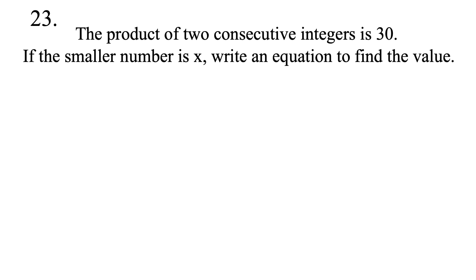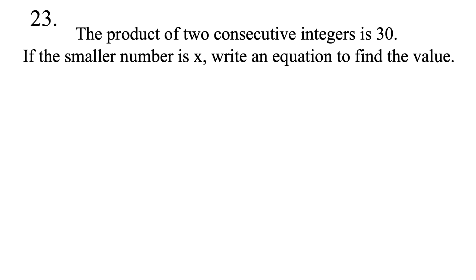Question 23. The product of two consecutive integers is 30. If the smaller number is x, write an equation to find the value. This is the same as question 22, just harder. The GED is now having more questions in which the answers are not actual values, but an expression, a function, or an equation. This is a typical example.